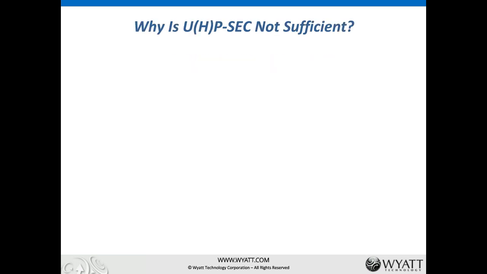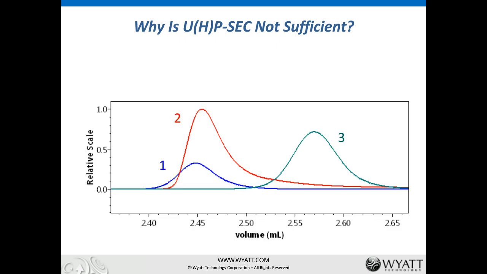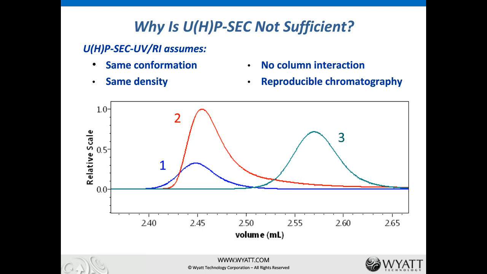Now, with its better resolution, does it mean we can rely on column calibration to get molecular weight from UHP-SEC? The answer is a clear no. So here is an example of 3 MAP proteins. They should have very similar molecular weights, but somehow they eluted at significantly different elution volumes. If we were using column calibration, we would get the wrong molecular weight, especially for MAP3.